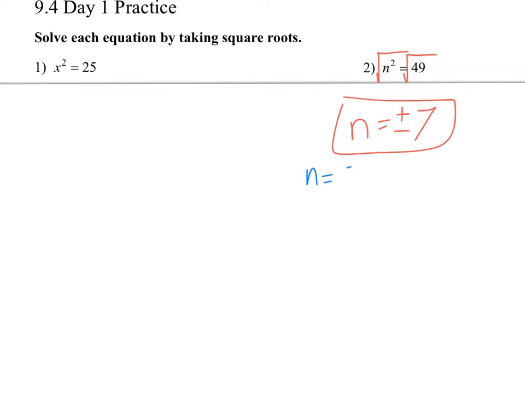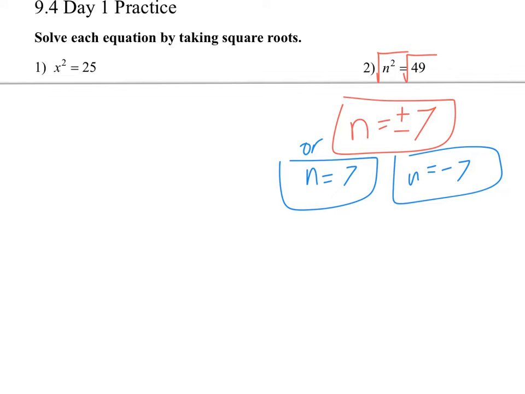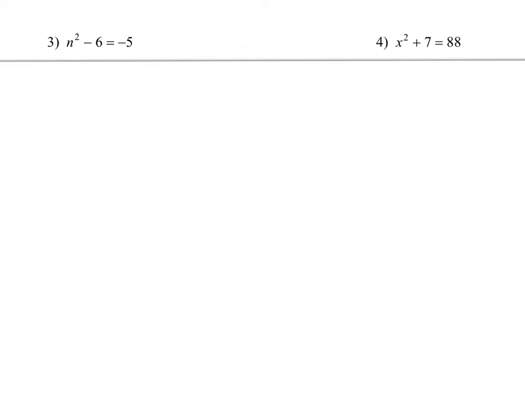Sometimes, though, you'll see it split up as n equals 7 and n equals negative 7. They really mean the same thing. So I'm going to put an or here. You can list your answer either way. The plus or minus just means plus or minus, so that's why it covers both of those answers.